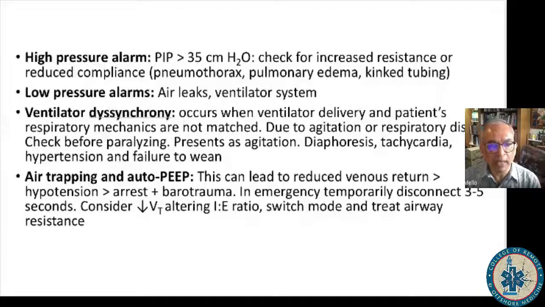If you have air trapping and auto-PEEP, as we've discussed before, this will reduce the venous return, cause hypotension, and if left, will lead to either a cardiac arrest and or a barotrauma. So if you have this in an emergency, disconnect for a few seconds and consider reducing the tidal volume, altering the IE ratio, or switching the mode and treating the airway resistance.